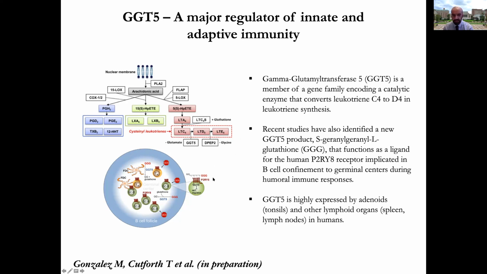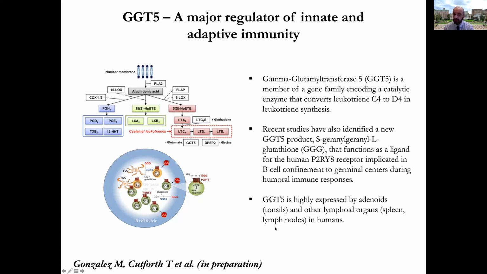In addition, recent studies in humans have also identified that GGT5 is important for confinement and homing of B cells to the germinal centers. And B cells are important for generating antibodies. It is known that GGT5 is highly expressed by the tonsils in humans and other lymphoid organs.